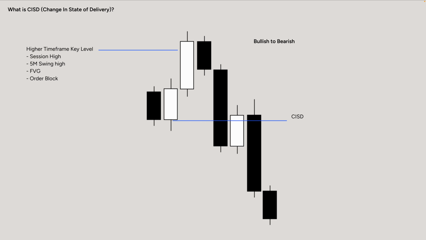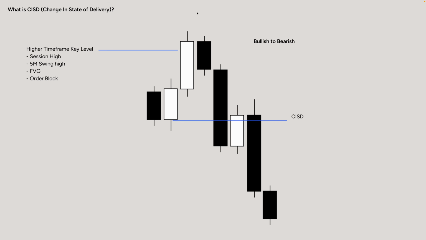Now, in this case, we are looking for a higher time frame key level. This key level can be a session high, it can be a 5-minute swing high, it can be a fair value gap or order block, but some sort of level that price will react to. Now, with a CISD, it's always important to see which candle or candles push into this key level. A CISD can exist out of one candle or two candles or 3 or 4 or 5.